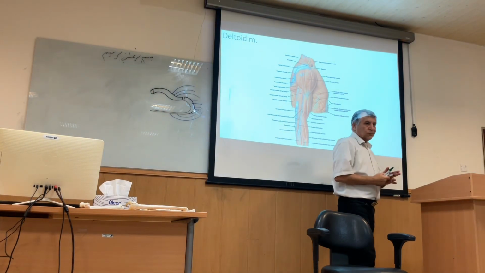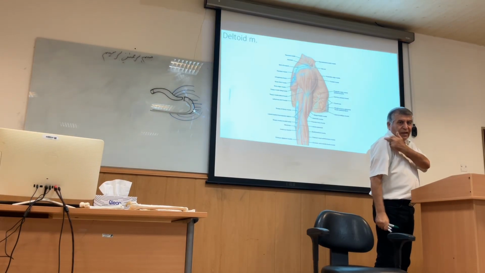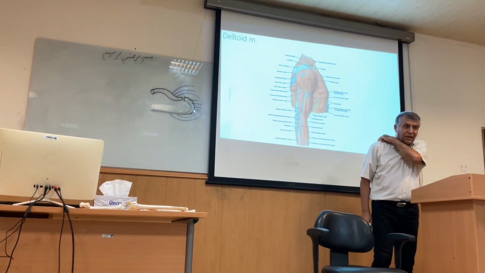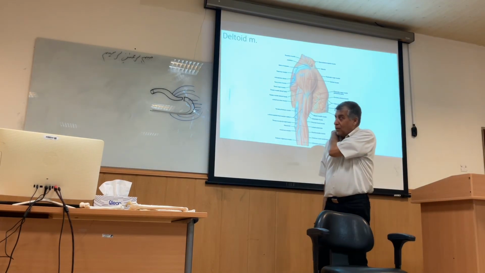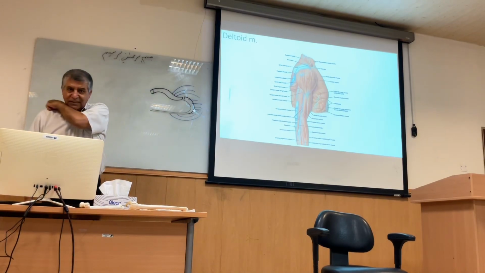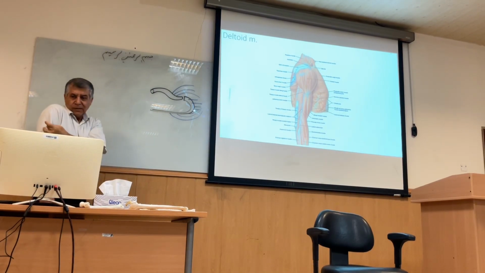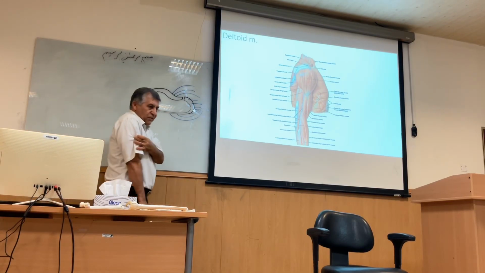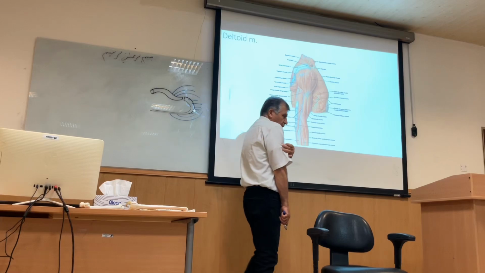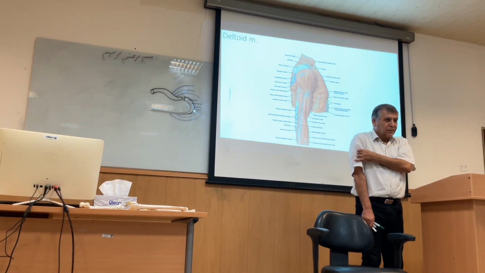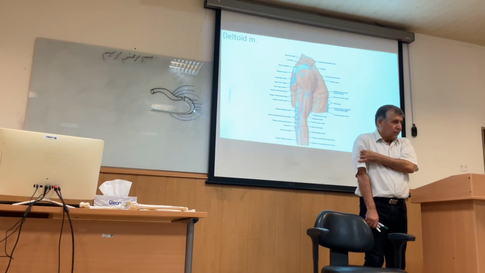The deltoid muscle originates from the clavicle, acromion, and lower border of the spine of the scapula. This muscle inserts to the deltoid tuberosity of the humerus. This muscle is innervated by the axillary nerve, which is injured when the surgical neck is fractured.